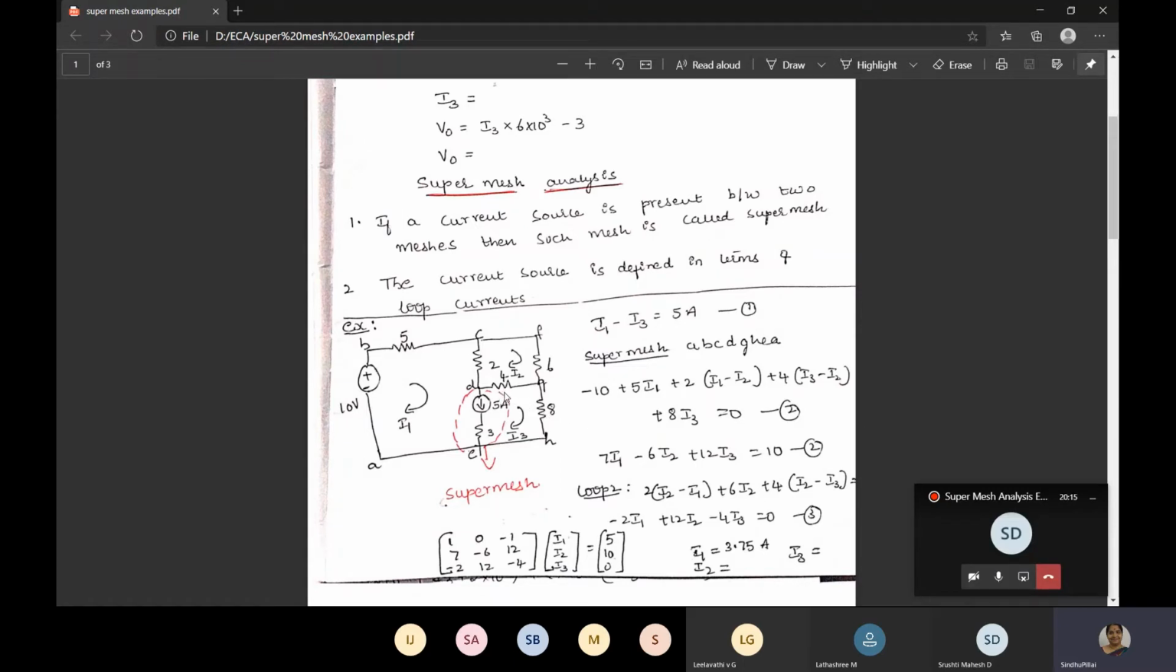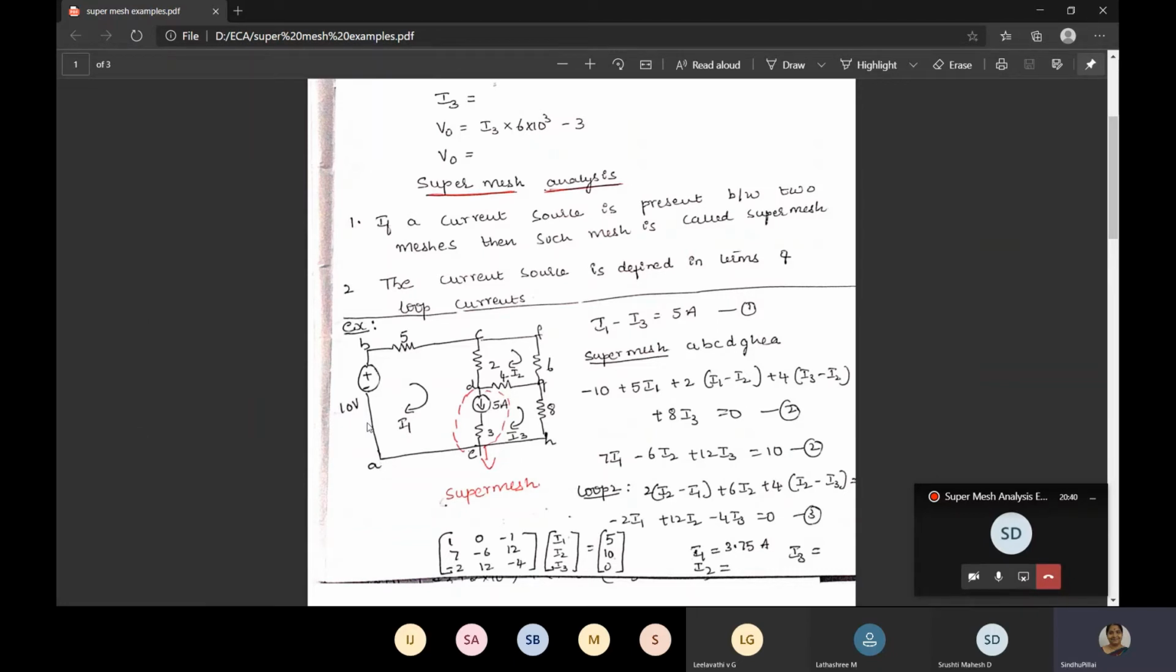It will come for the 4 ohm. It is 4 into I3 minus I2, because we are writing the equation for loop 3. Loop 1 and loop 3 should be put together and we'll write the super mesh equation. So it is 4 into I3 minus I2 plus 8 into I3. Okay, this is the complete super mesh.